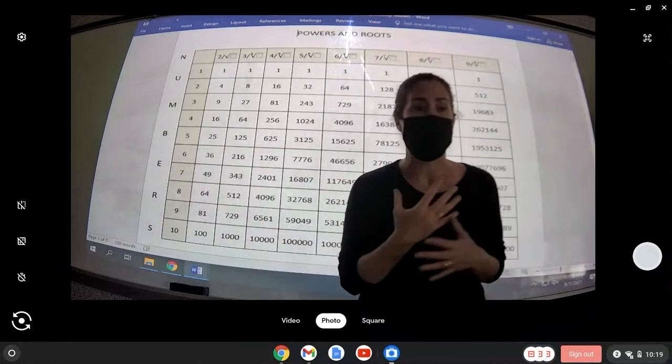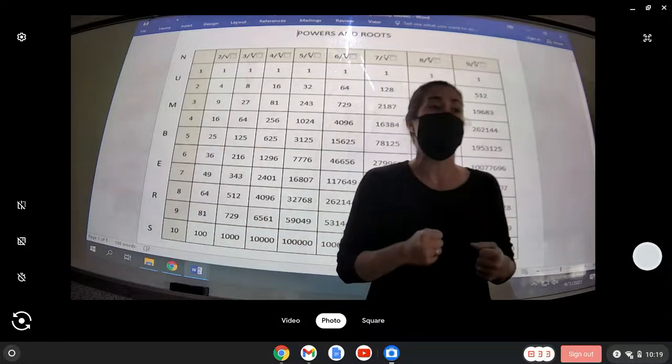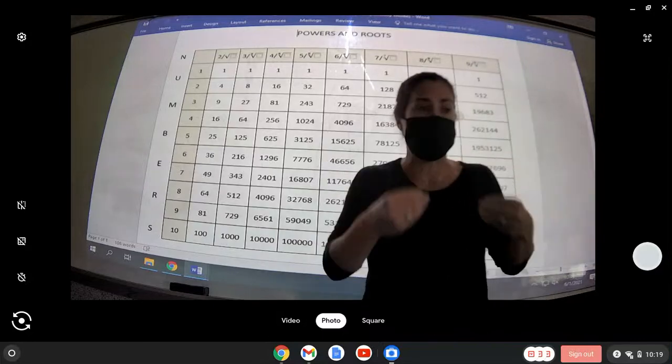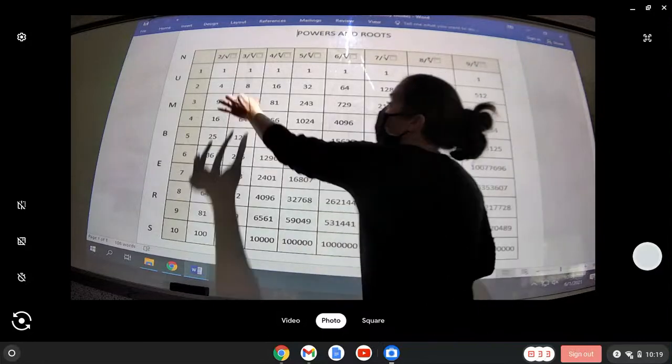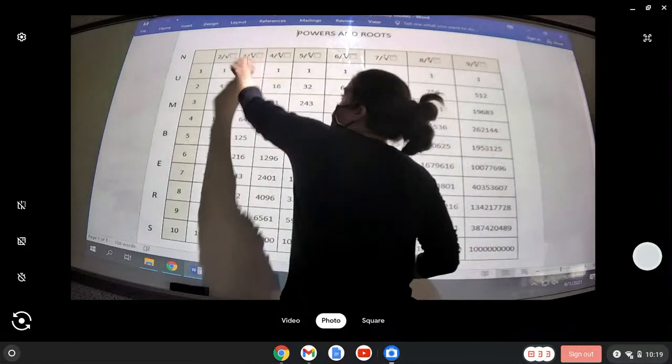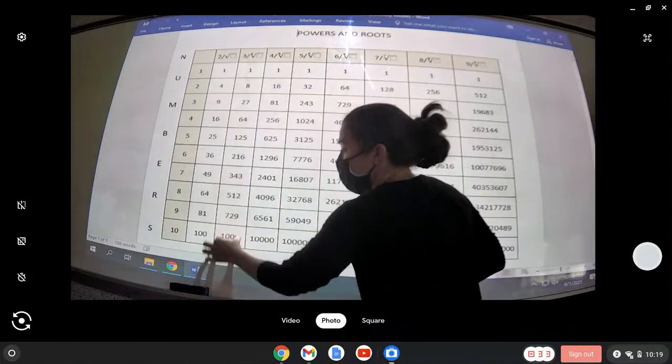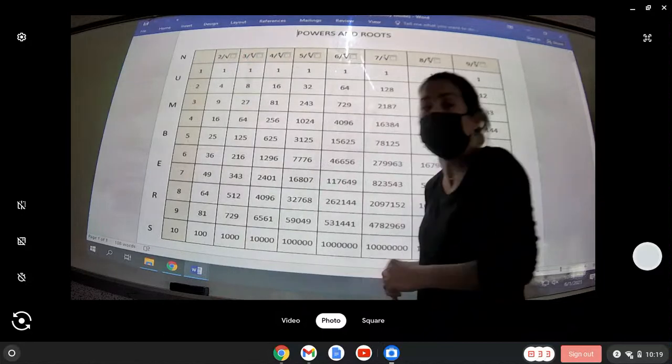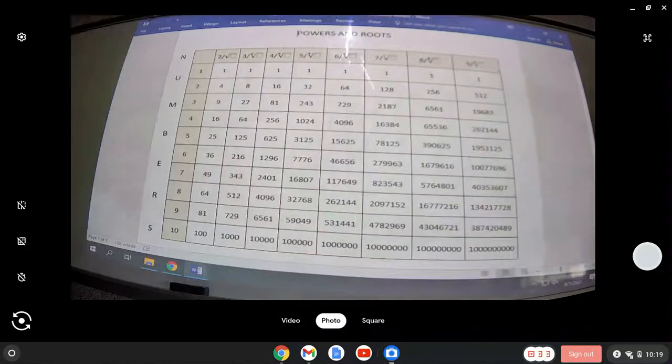I hope the chart makes sense because this is what we're going to need to be able to do. And when I ask you to simplify a third root radical, then the numbers in your third root and third power column are going to be the numbers that you have to concentrate on, okay? All right, let's look at our notes then.